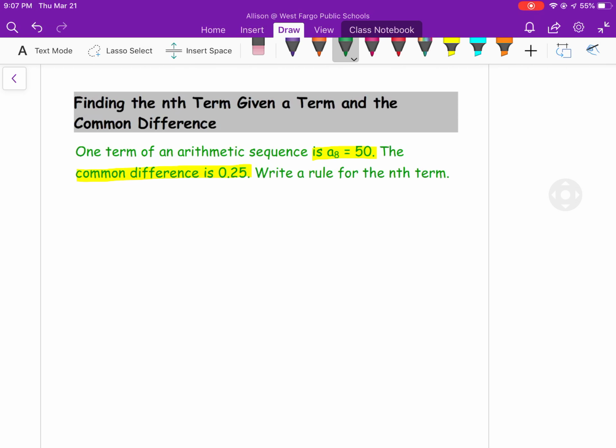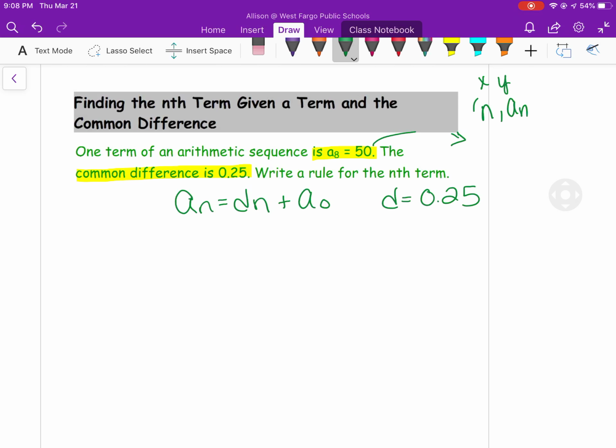So I'm going to start with what I know. I know my general formula is dn plus a sub 0. And I know that my common difference, d, is 0.25. I also know that the 8th term is 50. So remember that this is like when you plug in n, you get out a sub n, or when you plug in x, you get out y. But in a sequence, they're n, a sub n points instead of x, y. So when I plug in 8, I get out 50.